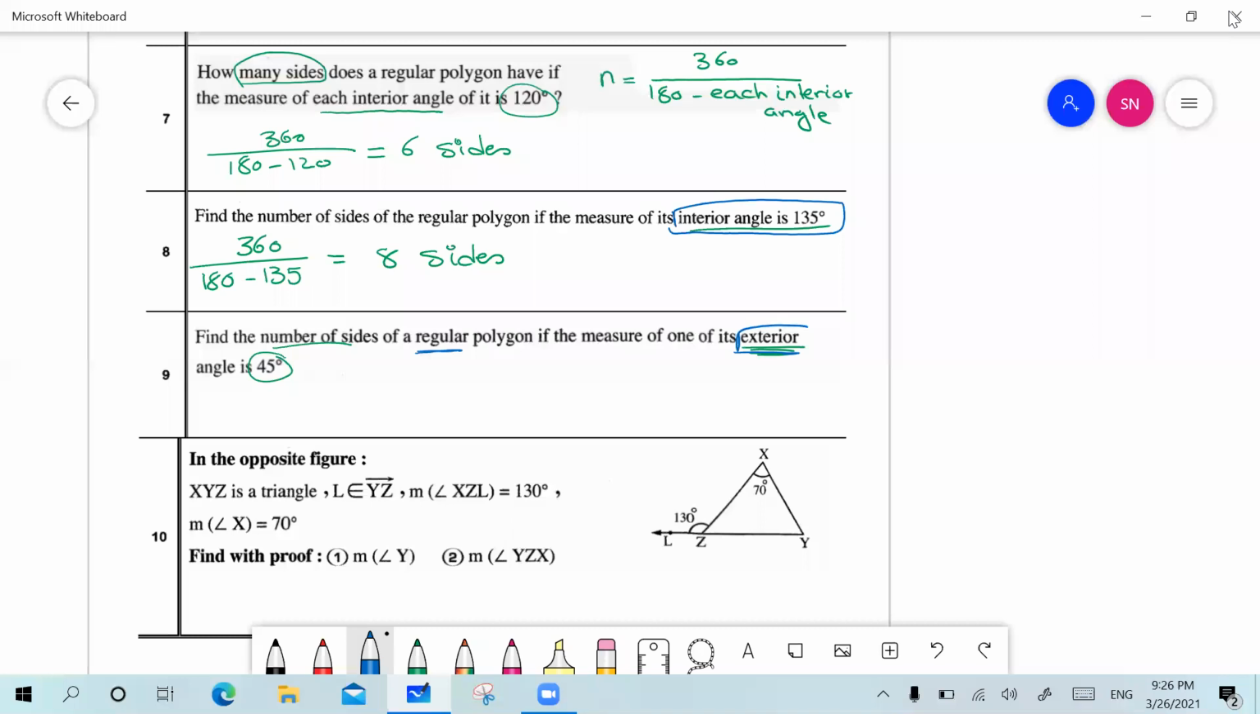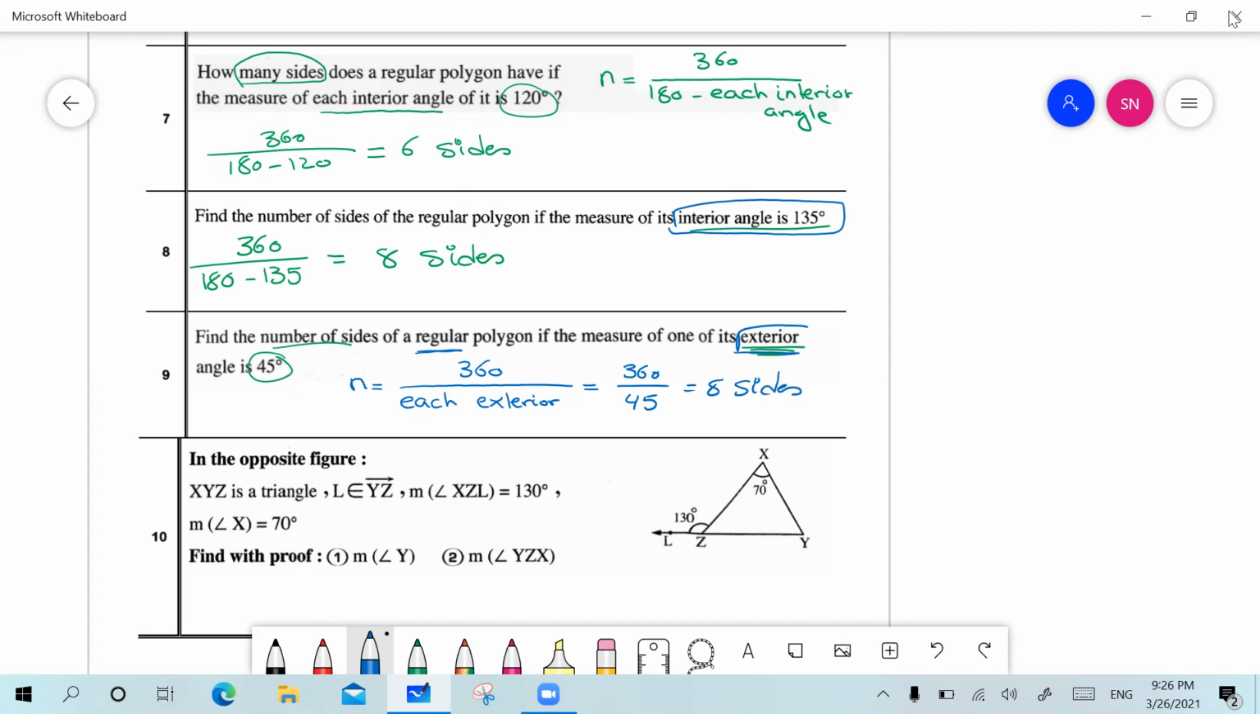To find the number of sides n for a regular polygon when I am given the exterior angle, I do 360 divided by each exterior angle. So I'm going to do 360 divided by 45, and this is equal to 8 sides. So this polygon has 8 sides.